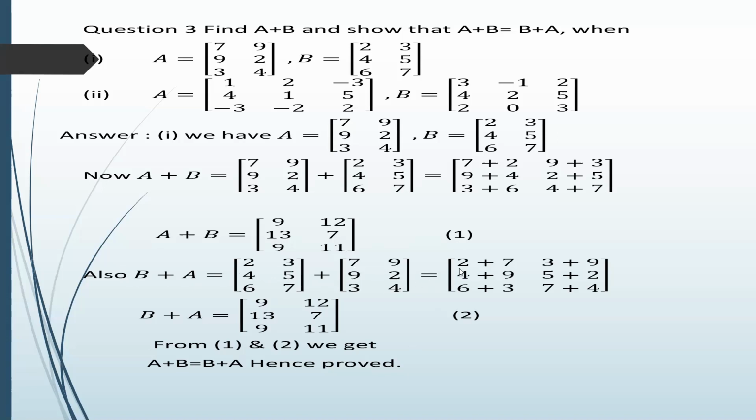So this will come 2 plus 7, 3 plus 9, 4 plus 9, 5 plus 2, 6 plus 3, 7 plus 4. This will come 9, 12, 13, 7, 9, 11. So from equation 1 and 2, we get A plus B is equal to B plus A. And so, is that clear?